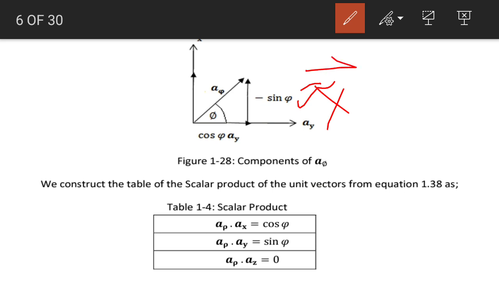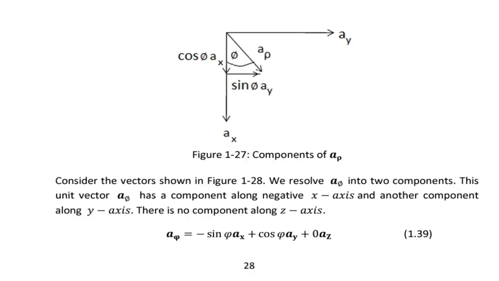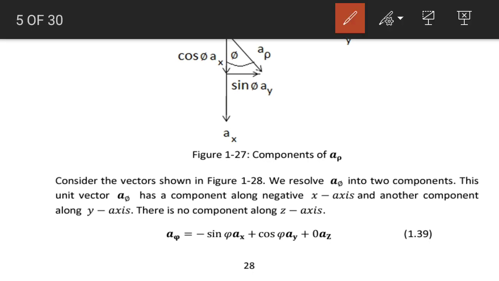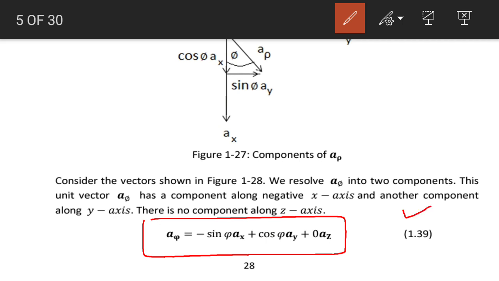So we have resolved this unit vector A phi into two components. Cos phi Ay and minus sin phi Ax. So we have resolved the unit vector A phi into two components. Minus sin phi Ax and cos phi Ay. So A phi will be equal to minus sin phi Ax plus cos phi Ay plus 0 Az.